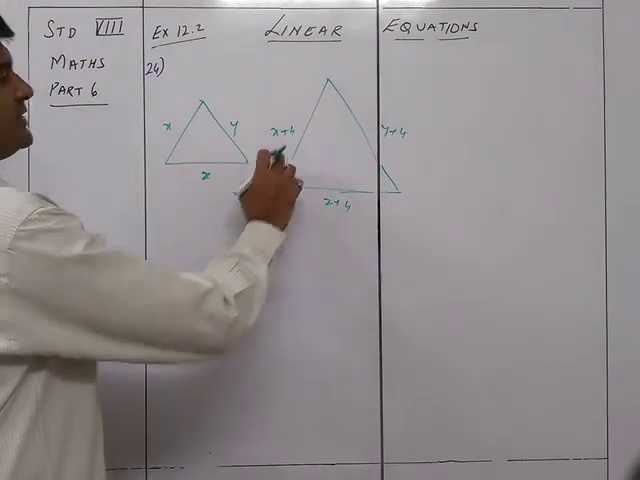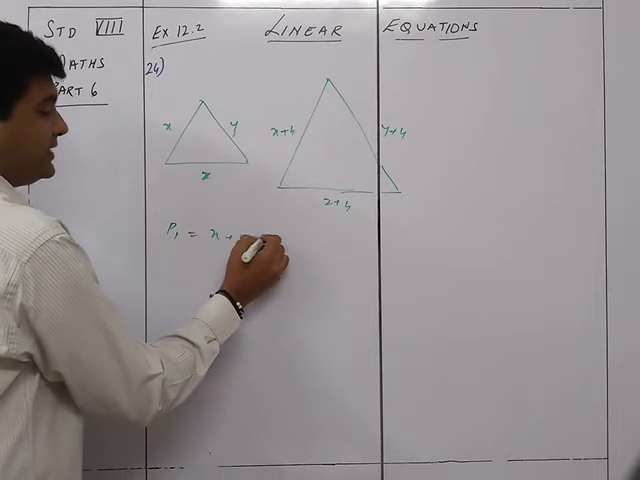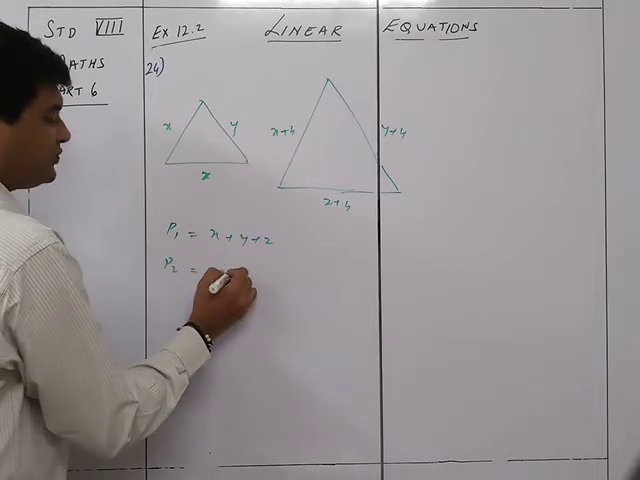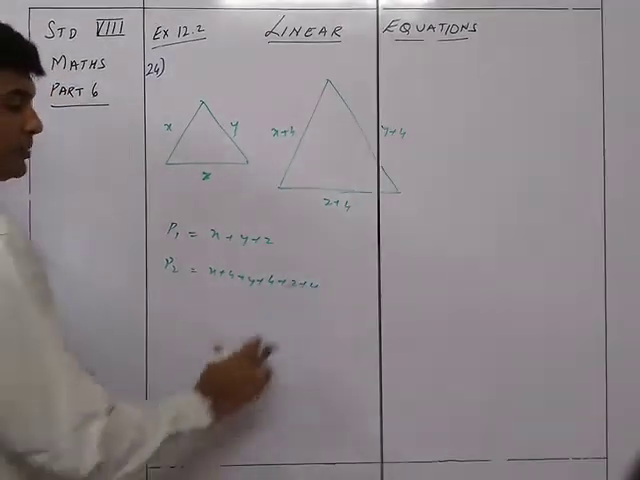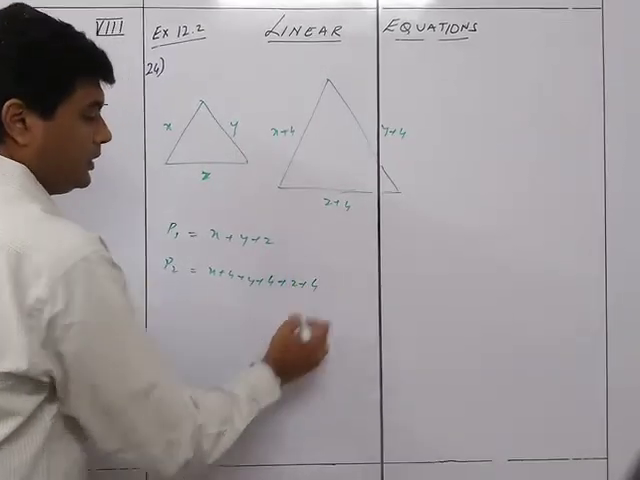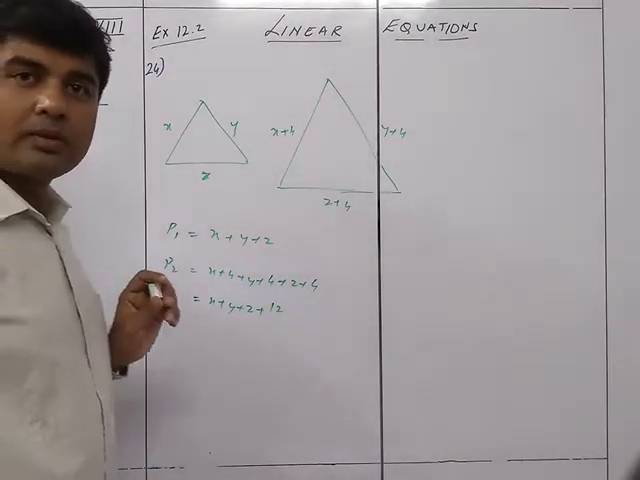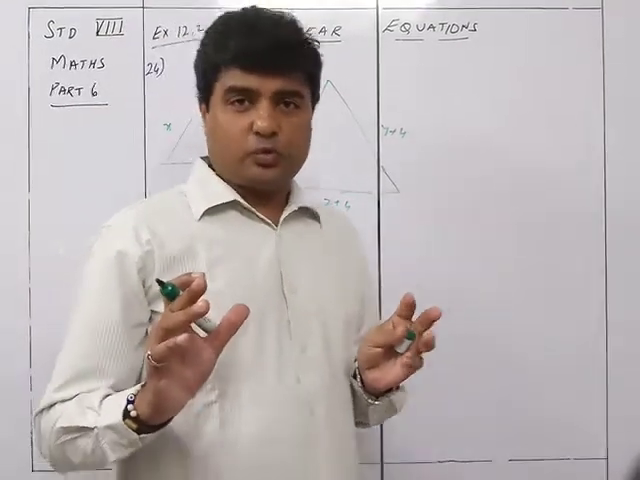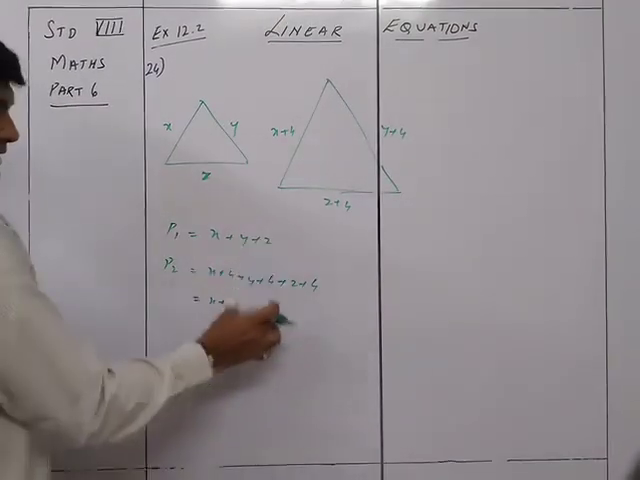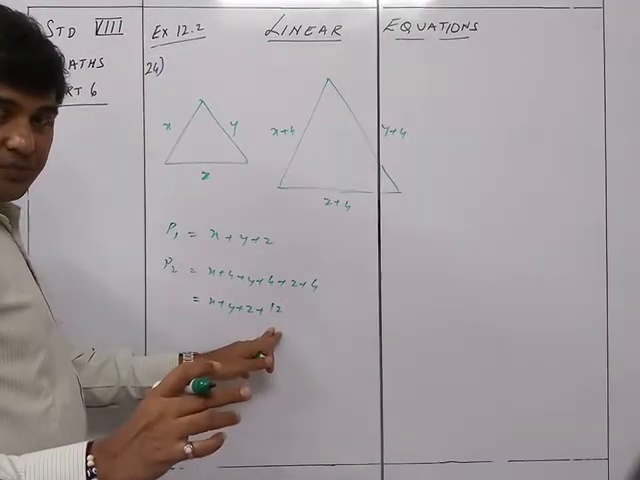Now the moment you are increasing the side by 4 centimeters, what is the total perimeter? Perimeter 1 was x plus y plus z. But perimeter 2 is nothing but x plus 4 plus y plus 4 plus z plus 4. Right? So what will happen? It will be x plus y plus z plus 4, 12 over here. This is the basic concept of this question. So the original perimeter is going to increase by 12. The increase in the perimeter will be by 12.